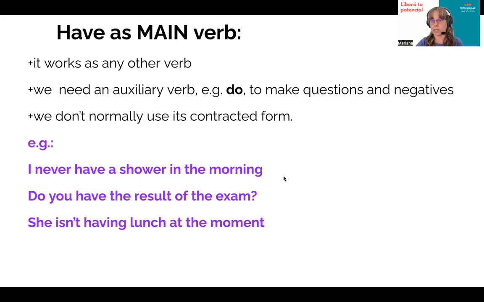I never have a shower in the morning. Here, have is main verb. Do you have the result of the exam? Main verb. She isn't having lunch at the moment.